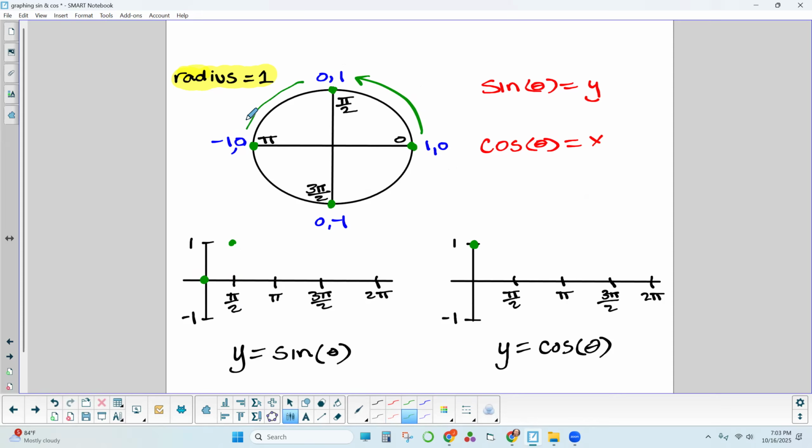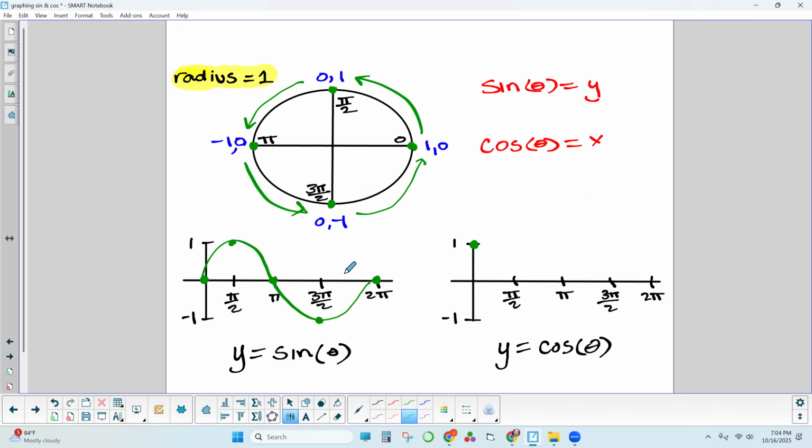And as we move along to pi, y is now back to 0. As we move to 3 pi over 2, y is now negative 1. And as we come back around to 2 pi, y is back to 0. And if you connect these points, you've got your parent sine graph. Okay, that is one period. Okay, a period is measuring the length of the waveform. So think of it as the length of where the wave starts to where it starts to repeat.